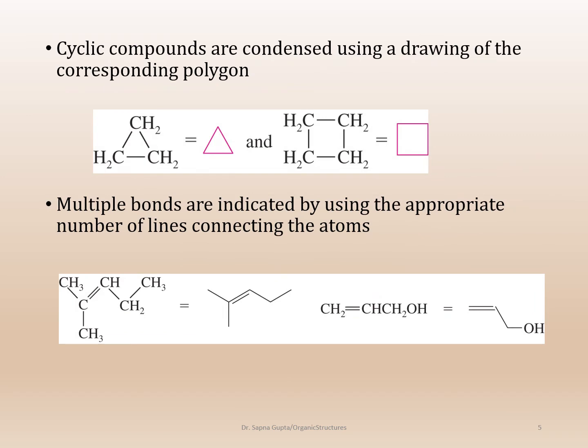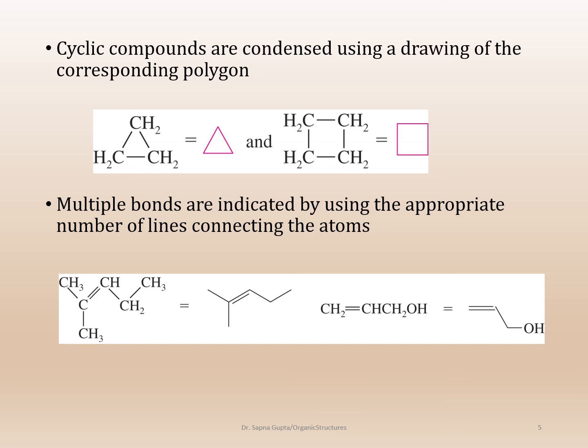So for cyclic compounds, I guess we'll practice in the next one. For cyclic compounds, you still have the carbons and the hydrogens. Again, if you have a heteroatom, you have to show that in the ring, but otherwise you just draw them as triangles and squares and pentagons, depending on how many carbons you have in there.